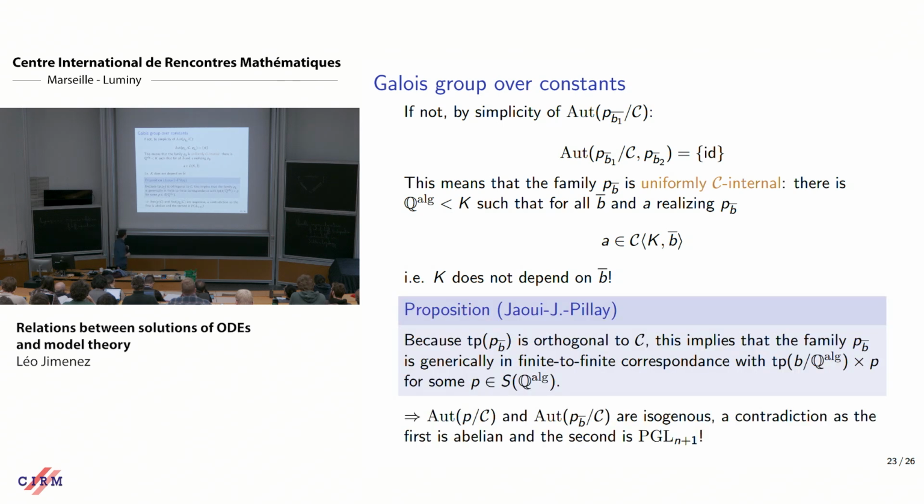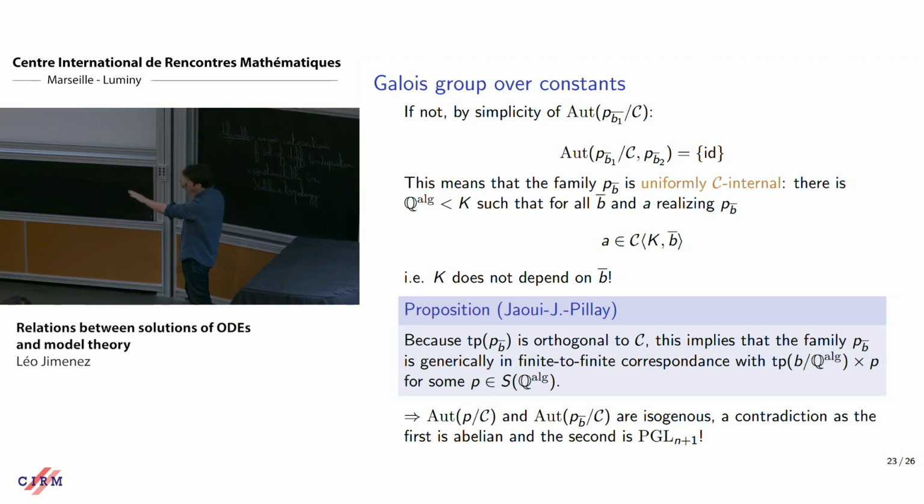Okay, and why is this nice? So we have the following proposition by Jaoui, myself, and Pillay. This actually implies, because the type of B bar, this should be the type of B bar here, not PB bar, just B bar, the type of the base, because this is orthogonal to the constants, actually this means that this family PB bar is very simple. It's in generically finite to finite correspondence with the type of B bar over Q-alg and some type P that's C internal and over Q-alg as well. So it's just a product of the type of the base and some type over Q-alg.